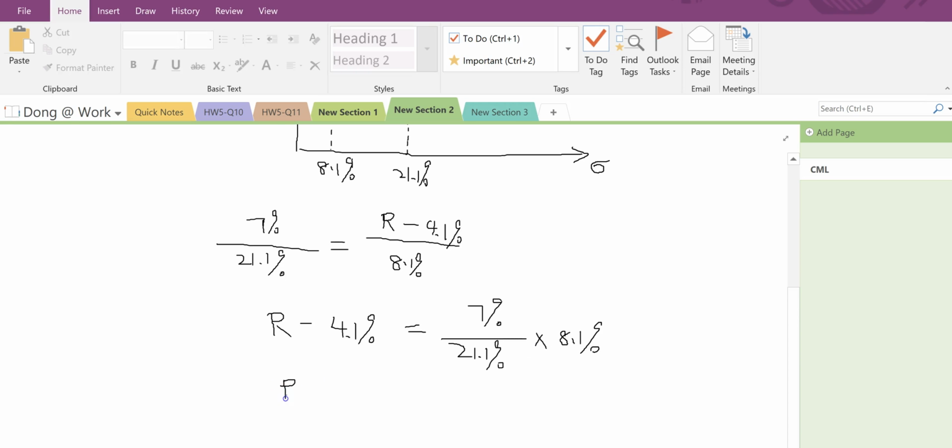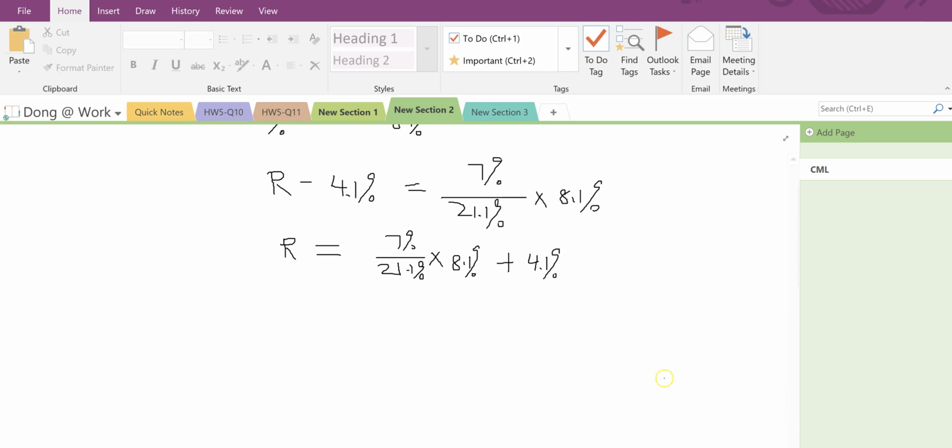So the next step is to simply move this 4.1% to the right. When we move this one number to the other side of the equation, we have to change the sign, right? So then R equals 7% divided by 21.1% times 8.1% plus 4.1%. So then we can use whatever tool we have, calculator or Excel, to figure out this final number.